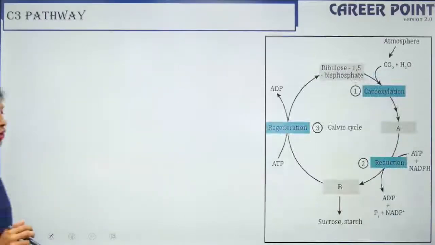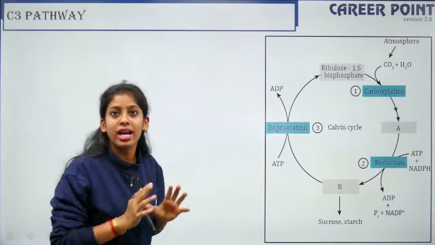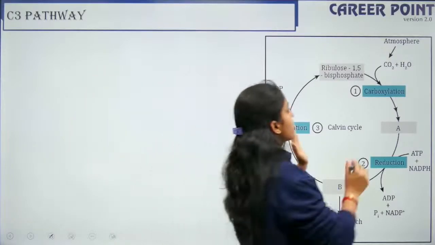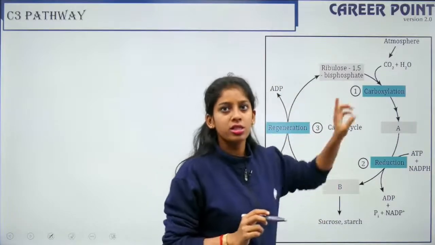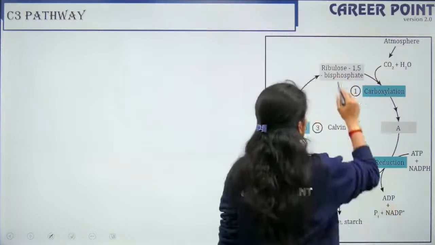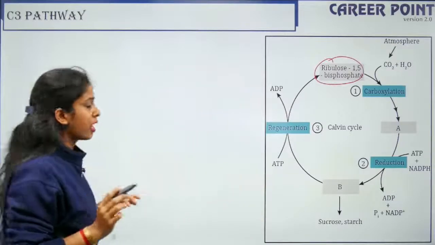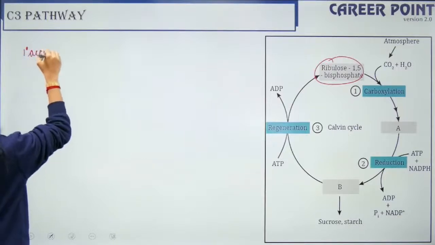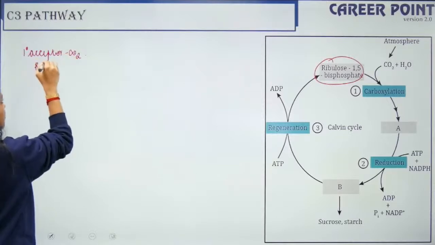Alright. So if you look, this is a straightforward diagram from your textbook, and I want you to go through all the diagrams from the textbook very carefully. So if you see, the first step is carboxylation. Carbon dioxide for the process of photosynthesis comes from the atmosphere, right? So the carbon dioxide comes, and the primary acceptor of carbon dioxide is ribulose 1,5-bisphosphate. So in the C3 cycle, the primary acceptor of carbon dioxide is your RuBP.